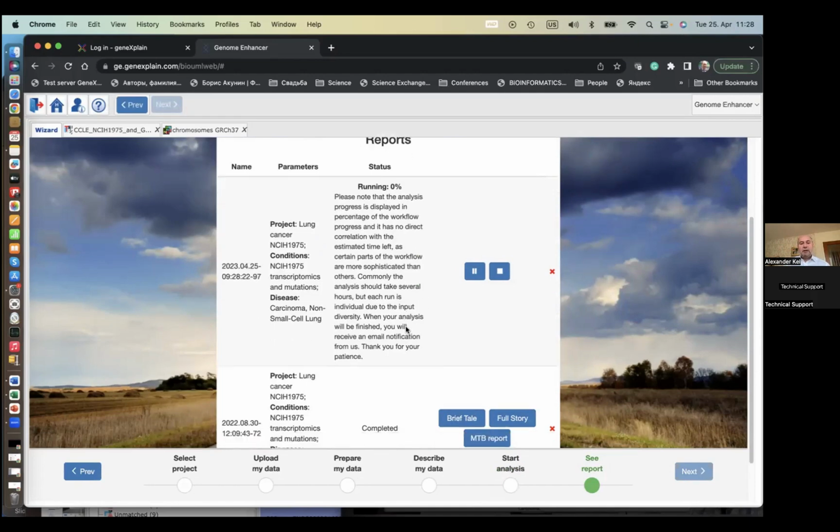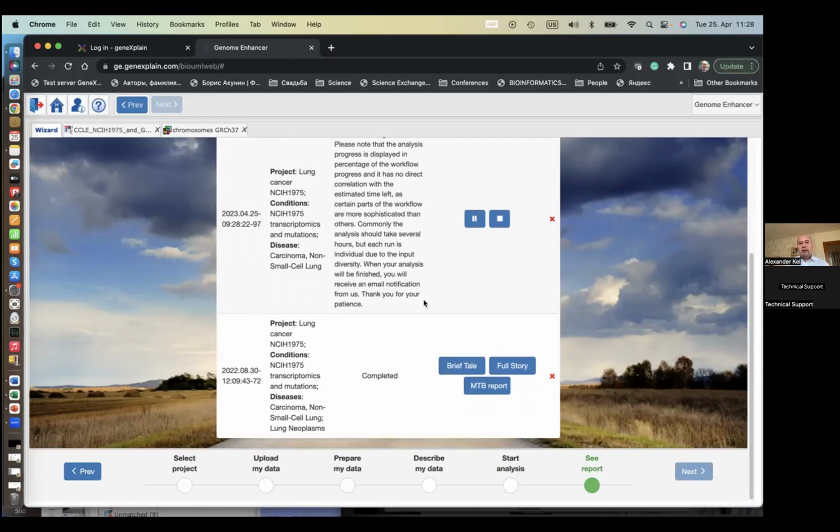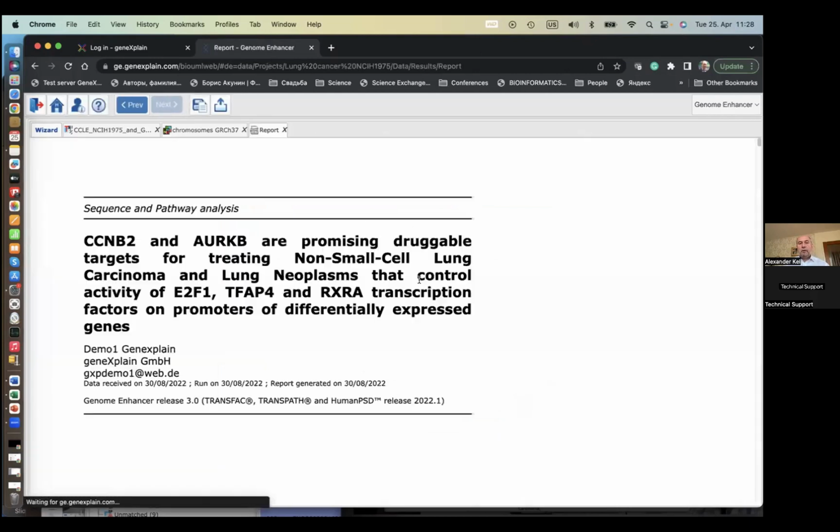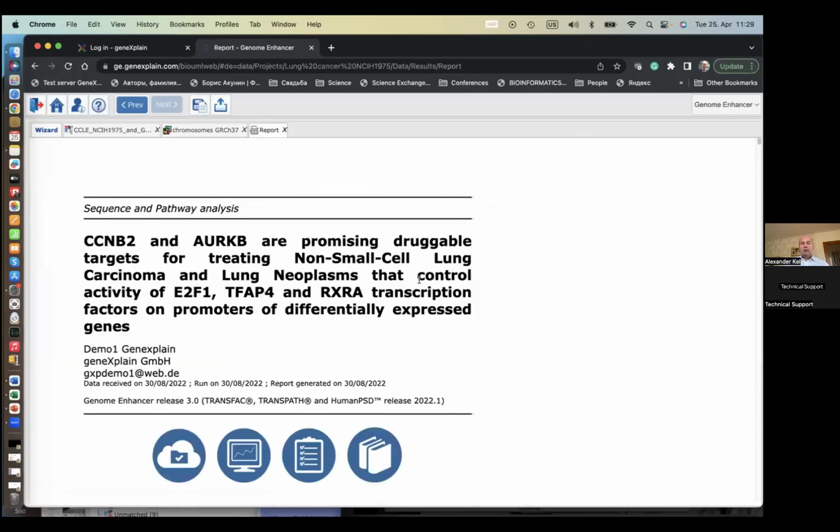So of course I did already analyze this data. I will stop that run. And I will look for the report. So here the full report, it's called full story. It has a lot of information in it, and we will spend, I think, special time analyzing this information in that type of report.